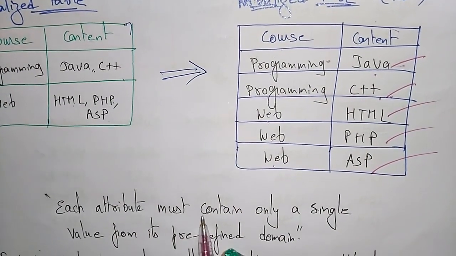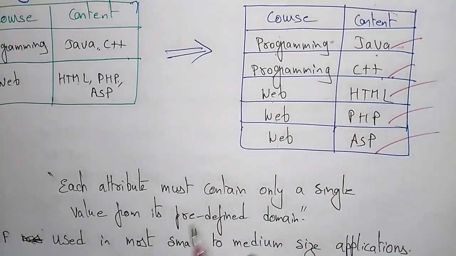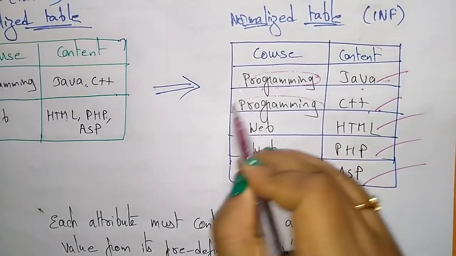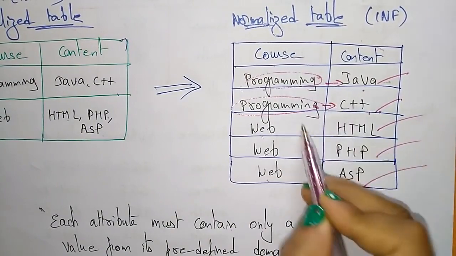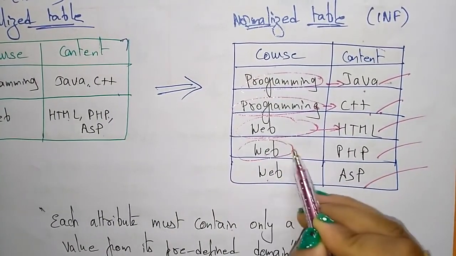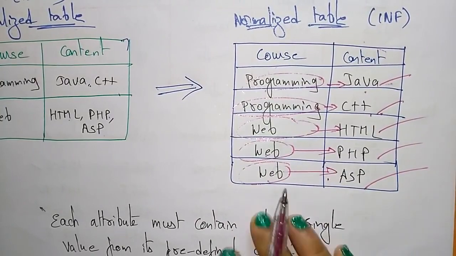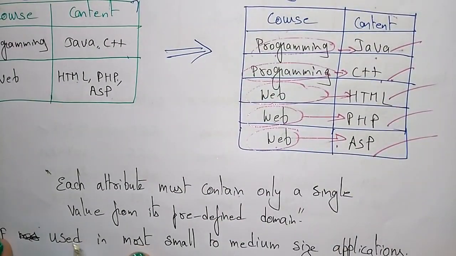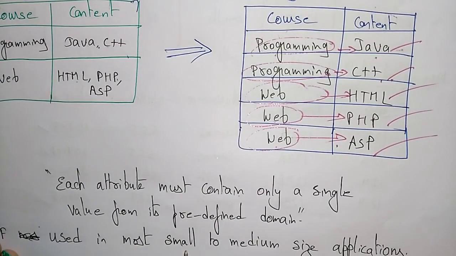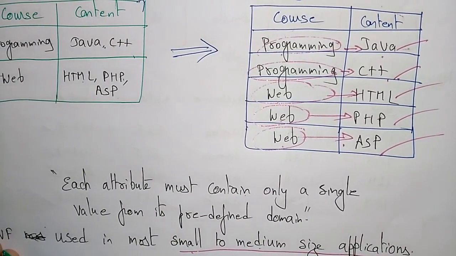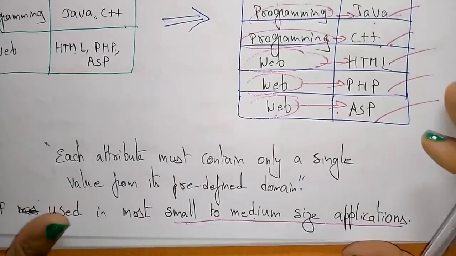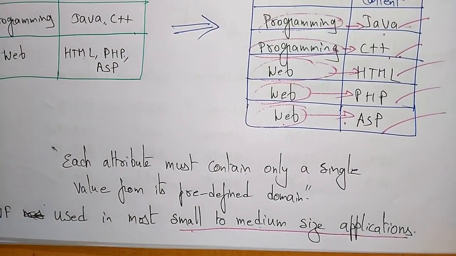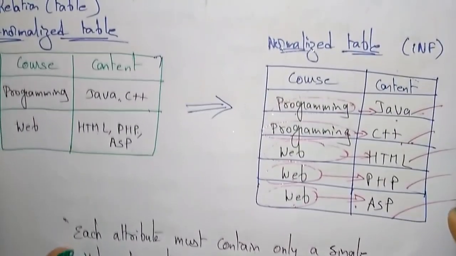Here each attribute must contain only a single value from its predefined domain. Whatever domain you have taken, that domain is holding only a single value. Each domain is holding a single value. This 1NF is mostly used in small to medium size applications. So in which areas do we use this first normal form? If you are working with small to medium size applications, then you prefer this first normal form.